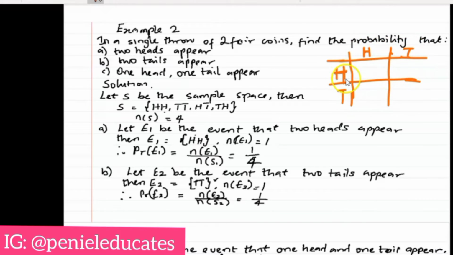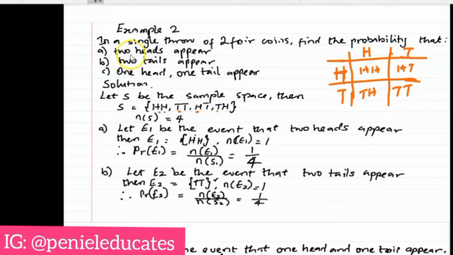Now if I throw the two together, I can have head, head. In a single throw, I can have head, tail; tail, head; and tail, tail, in a single throw of 2 fair coins. So all these elements, head, head, head, tail, tail, head, tail, tail, are the elements in the sample space, and that's why we have this 1, 2, 3, 4. So we have 4 elements in the sample space.